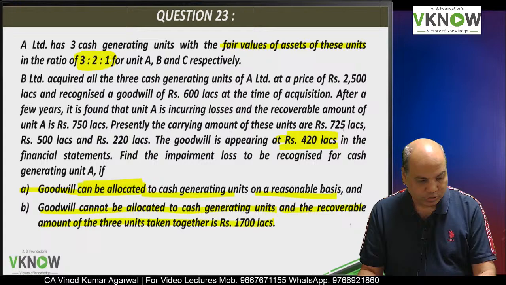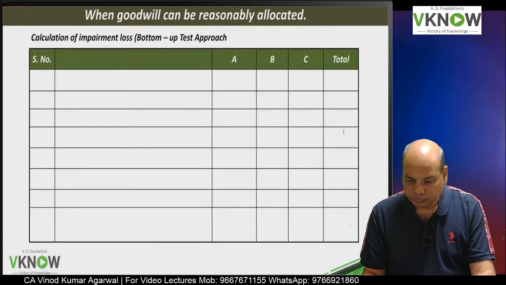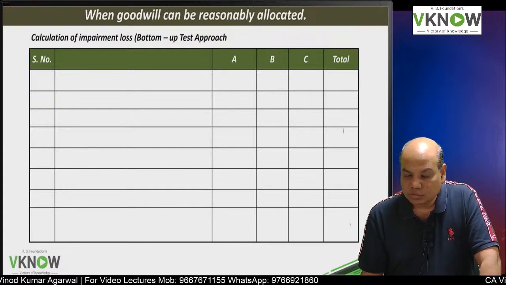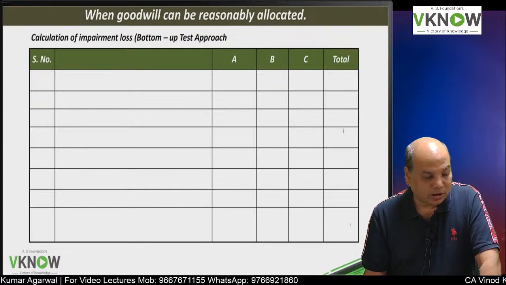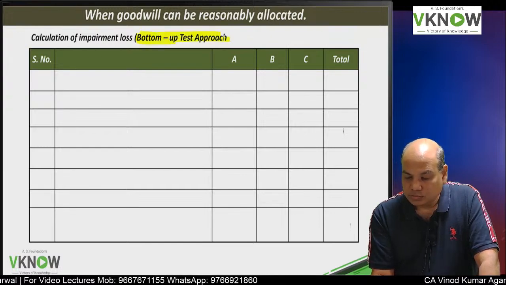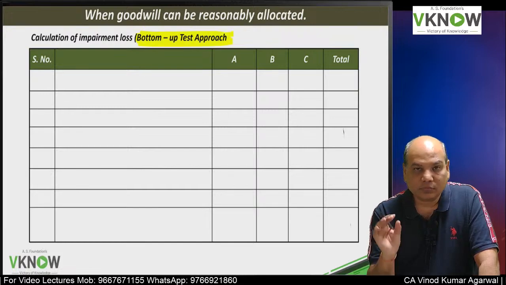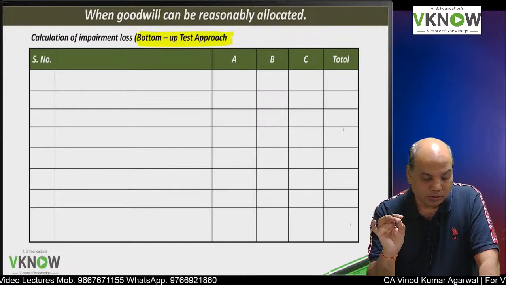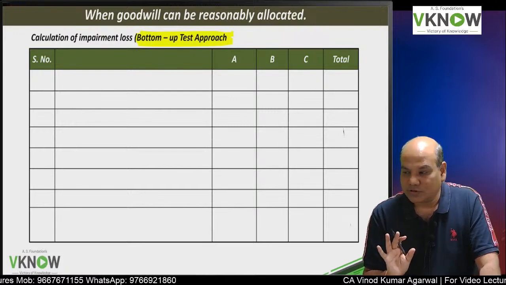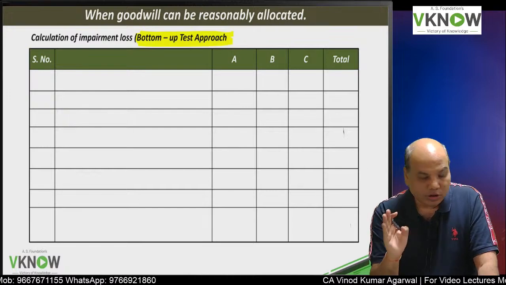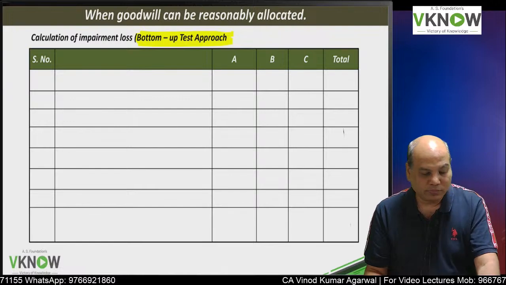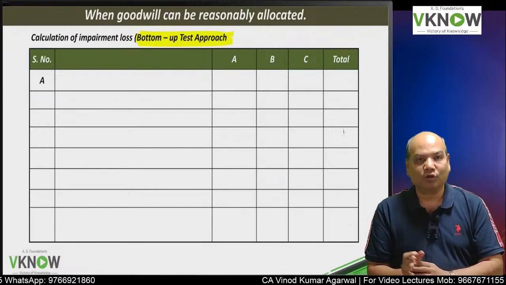So let us solve this question now. First we will solve by the first method, when goodwill can be reasonably allocated. Then we will perform the bottom up test. The bottom up test will be performed when goodwill can be reasonably allocated. Life is easier here. There are three columns on the right side, A, B, C, total. Take a pen or a pencil, a calculator, and start solving.